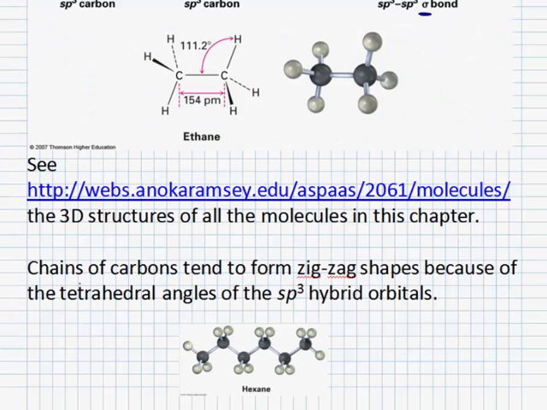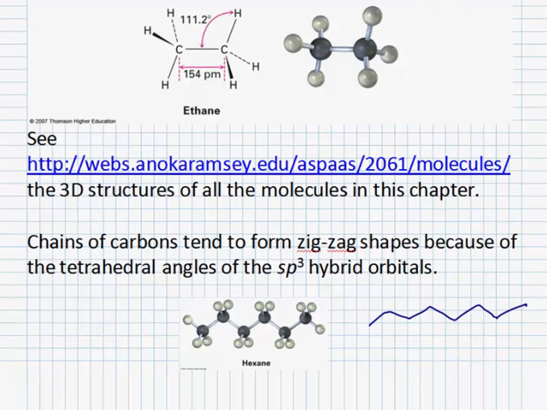So it turns out that chains of carbons will tend to form zigzag shapes because of those tetrahedral angles of those sp3 hybrid orbitals. You'll notice in this little picture of hexane here, each of these carbons is tetrahedral, right? Because the hydrogens are going front and back, front and back, front and back. And in order to keep up that tetrahedral shape, the carbon-carbon bonds end up forming those zigzags. So it'll be very common for us to draw chains of carbons as zigzags because that indicates really the actual structure of it.